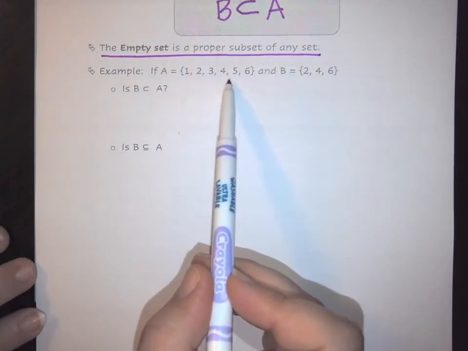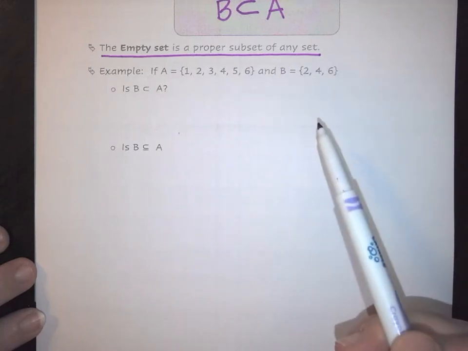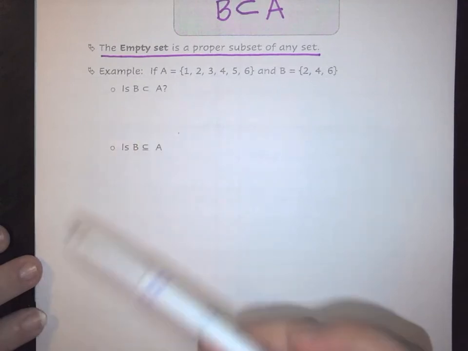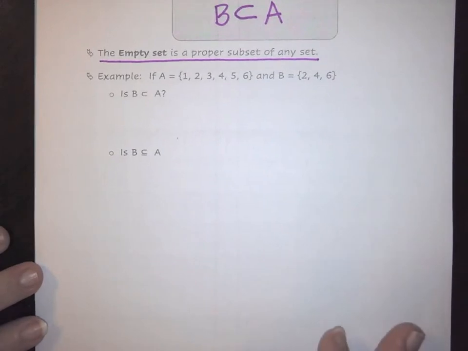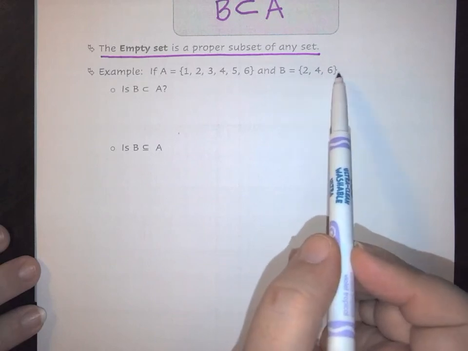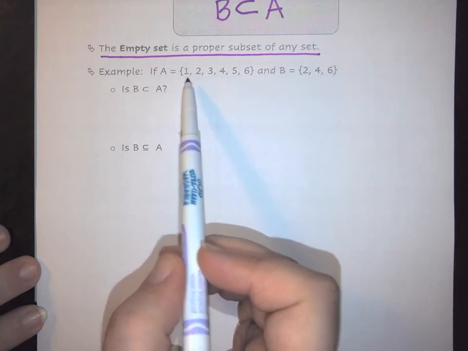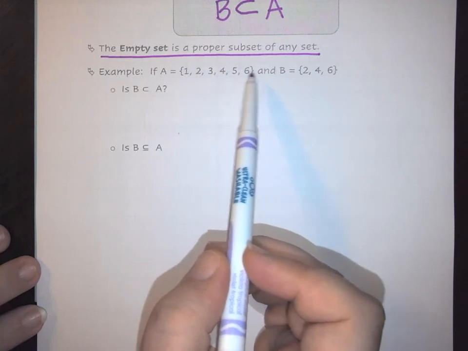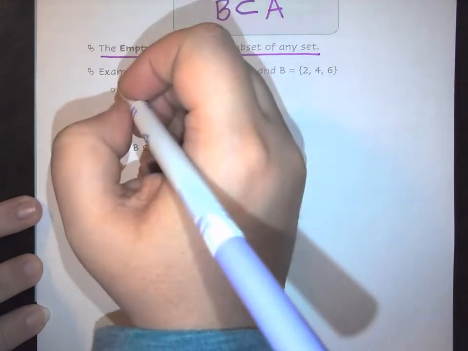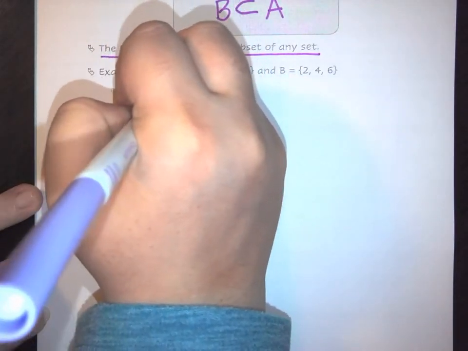So here we go. For example, let's say A was the set 1, 2, 3, 4, 5, 6, and B is the set 2, 4, 6. The first thing asked is, is B a proper subset of A? So remember, the definition is that B is a proper subset if there's at least one more element in the second set. So B has 2, 4, 6, and set A has 1, 2, 3, 4, 5, 6. Notice B is contained inside A, so we would say yes.